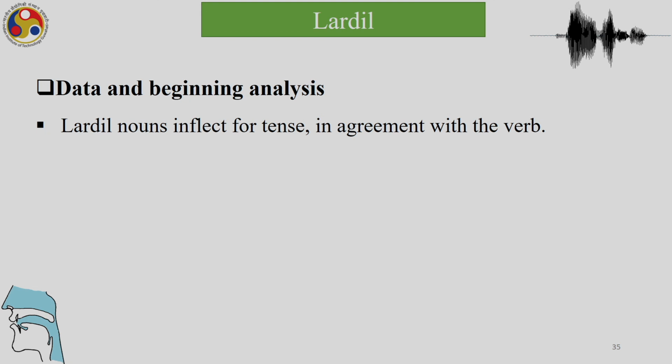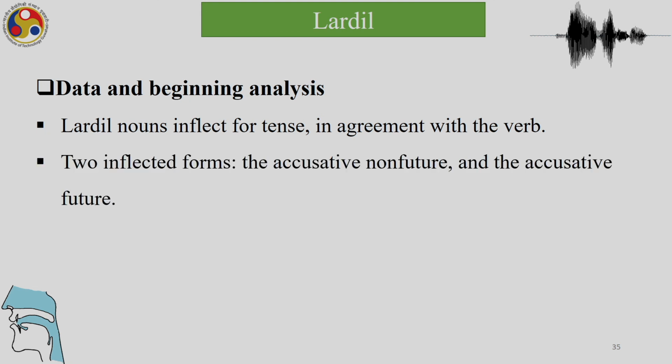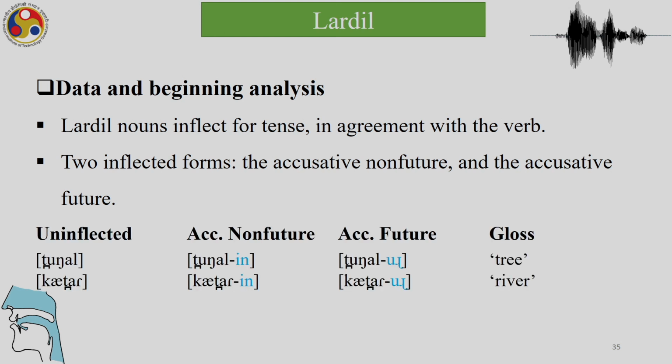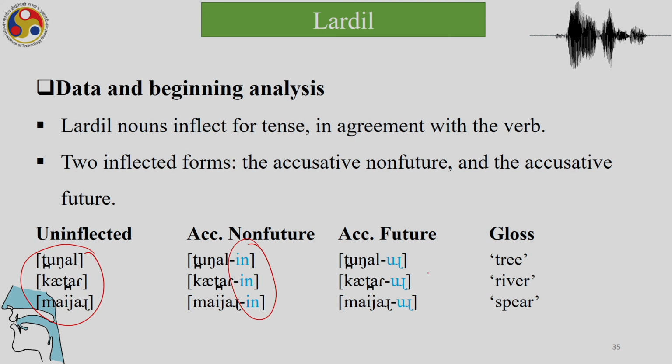So data analysis of Lardil, you can see that Lardil nouns inflect for tense in agreement with the verb, and there are two inflected forms, the accusative non-future and the accusative future. So we can see that the uninflected forms do not have any affixes, and the accusative non-future has these affixes, and the accusative future has these.